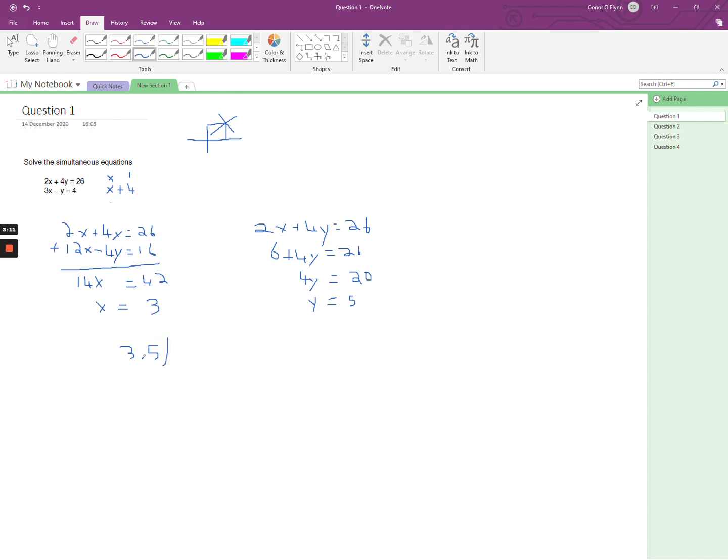And you can always check if you're right. So you put it into any of them. So I did the top line, 3x, that'd be 9 minus 5 is 4. So I know I'm right.